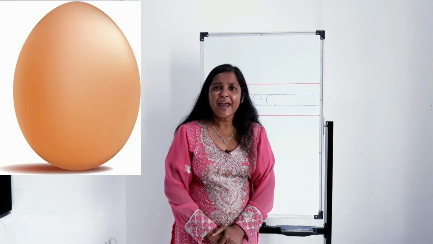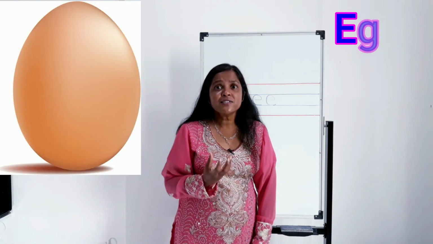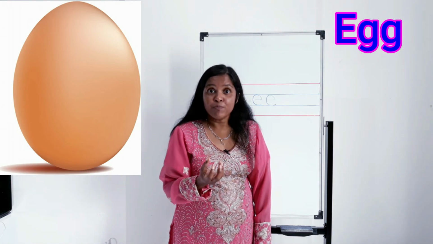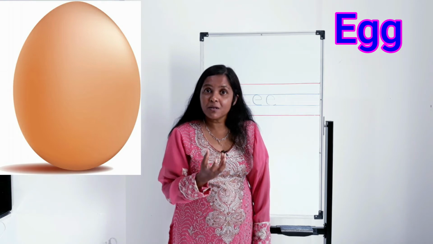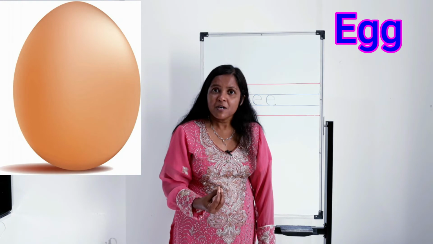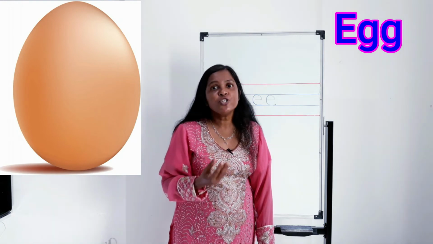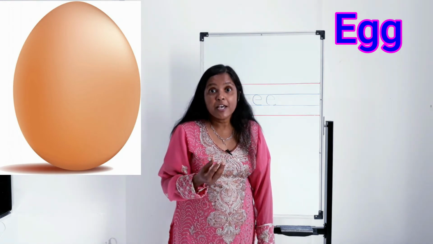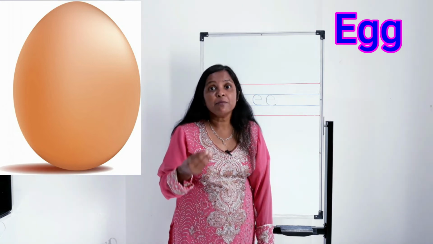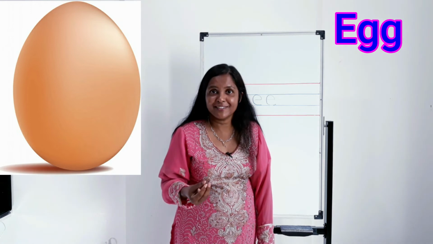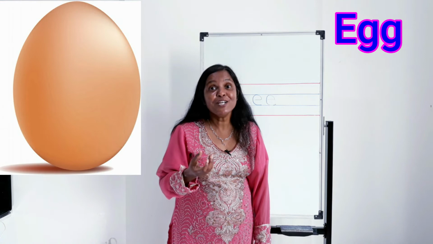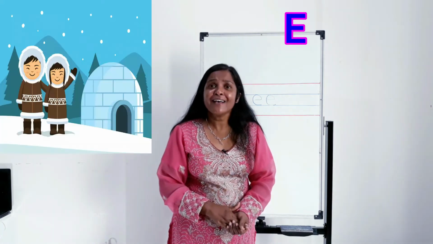Number 3, egg. Egg is a small oval or round shaped object covered by a hard shell. Birds lay eggs, especially we are talking about chicken eggs. It's a healthy food and inside there's a yellow part. We call that part the egg yolk. Do you like to eat eggs? Oh, me too.